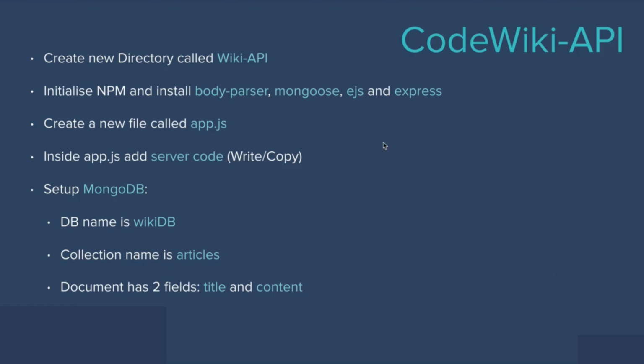Once you've set up your server, the next step is to set up MongoDB. Our database name, as you remember, is called WikiDB, and the collection that it contains is called articles, and all the documents in the articles collection have 2 fields: title and content. Using all of that information, you should be able to set up a connection with MongoDB, create the models that you need with Mongoose, and set it up. So give that a go.